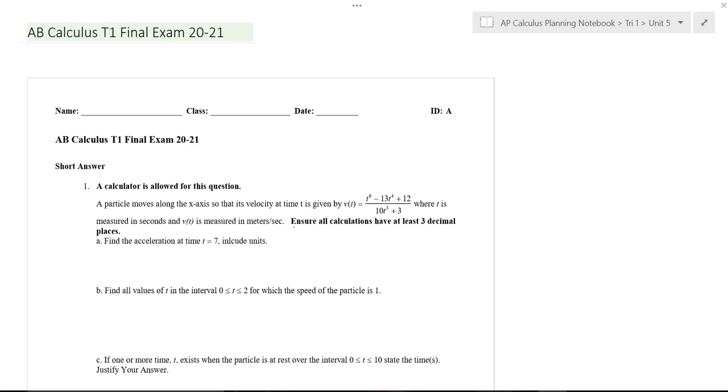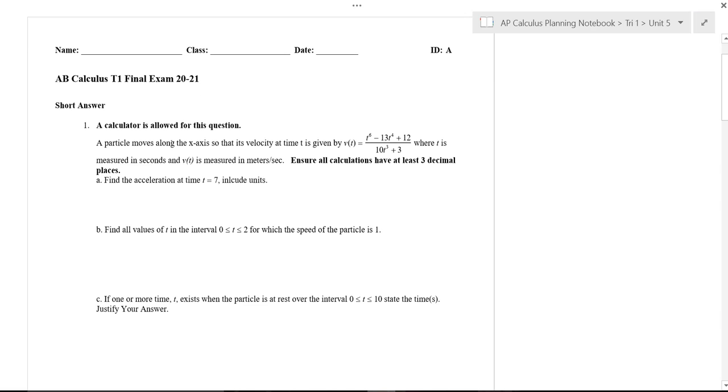All right, guys, we are going to be going over the version 1 FRQ from the Try 1 final exam. So, very first question talks about a particle moving along the x-axis and it gives us a velocity equation. When we are told that we are allowed a calculator, when I graded these, I saw a lot of people using quotient rule. That is not going to be the best use of your time. It asks you to find acceleration at time t equals 7 and include units.